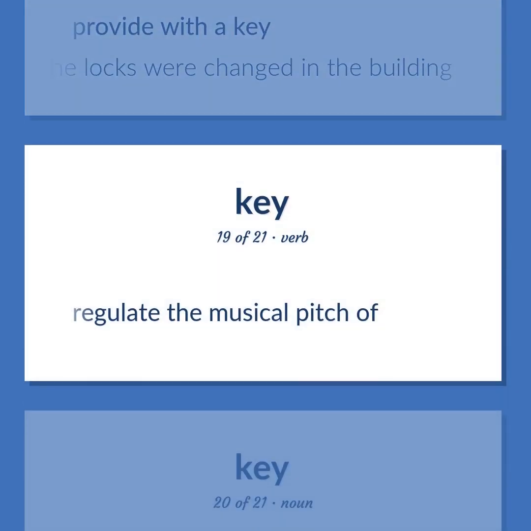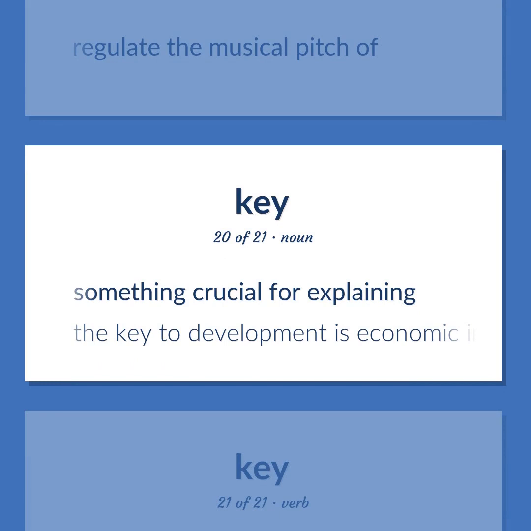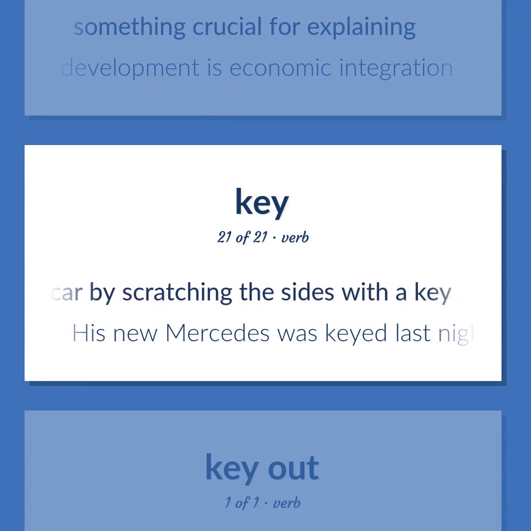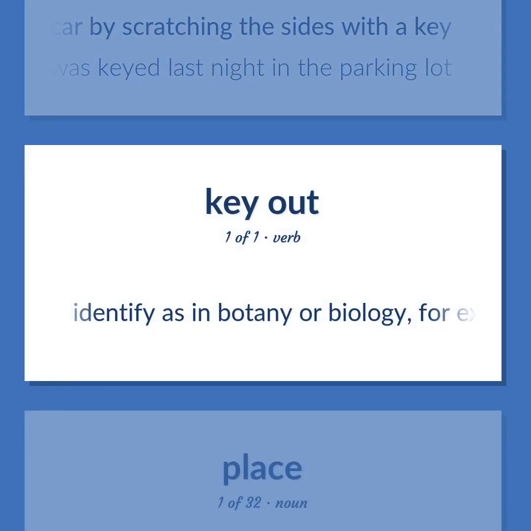Regulate the musical pitch of. Something crucial for explaining. The key to development is economic integration. Vandalize a car by scratching the sides with a key. His new Mercedes was keyed last night in the parking lot. Identify as in botany or biology, for example.